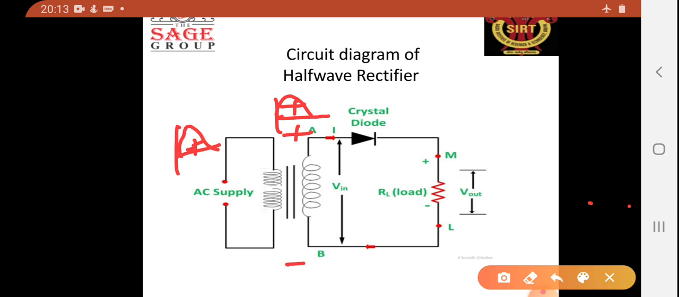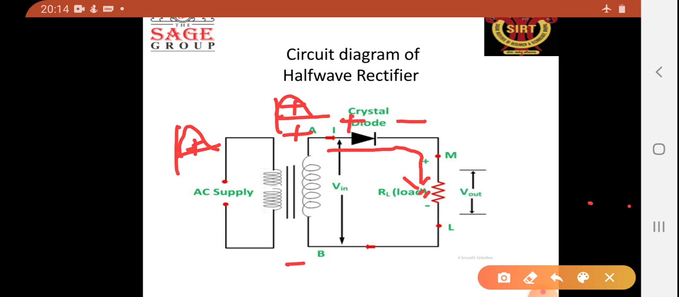Now the A point is connected to the arrow of the diode, and B point is connected to the bar of the diode. So the arrow is positive with respect to the bar. We know that when the arrow is positive with respect to the bar, the diode will be in forward bias, and it will conduct current. It will allow the current to pass through it. So this input current or input cycle can flow through the diode through the load resistance RL.